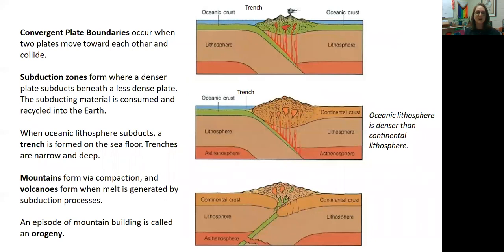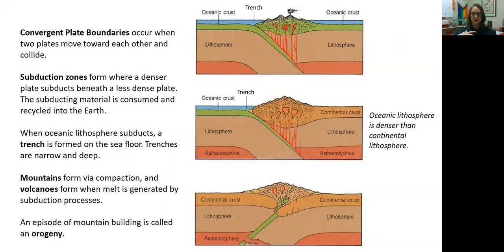All right, first, let's talk about convergent plate boundaries. This is where two tectonic plates converge and collide. If one of those plates is denser than the other, such as an oceanic plate colliding with a continental plate, or an old oceanic plate colliding with a young continental plate, the denser plate will dive down and be subducted, consumed back down into the earth at a subduction zone.